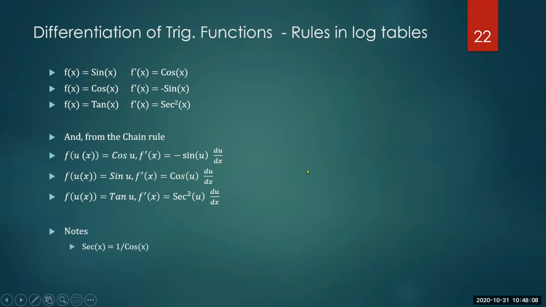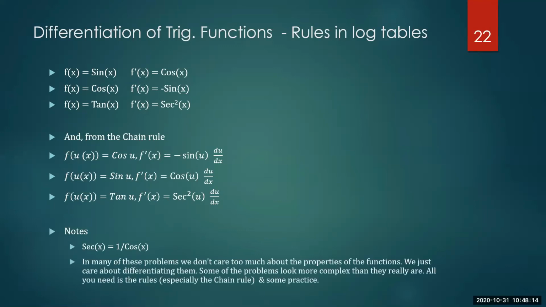So first of all, just a couple of notes. One is sec of x is equal to 1 over cos of x, and the other is we don't care too much about the properties of the actual functions themselves. We don't need to be able to sketch sec of x or sec squared of x or any of that. We just care about differentiating them.